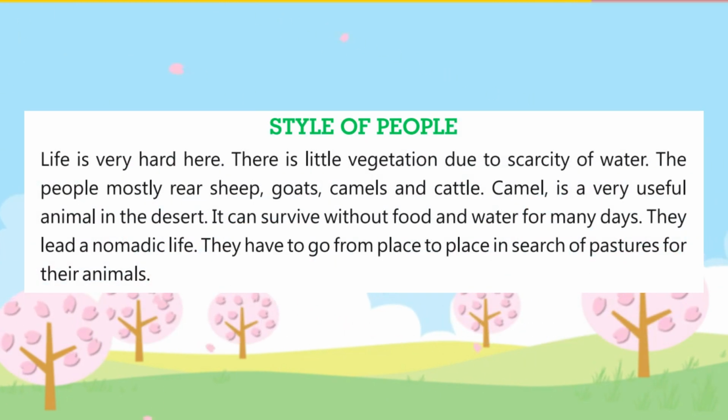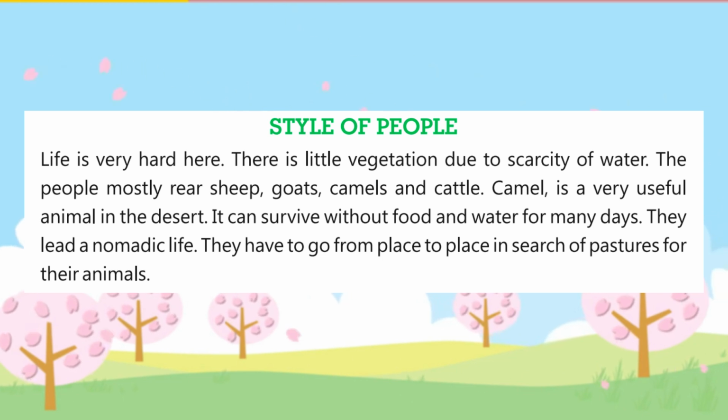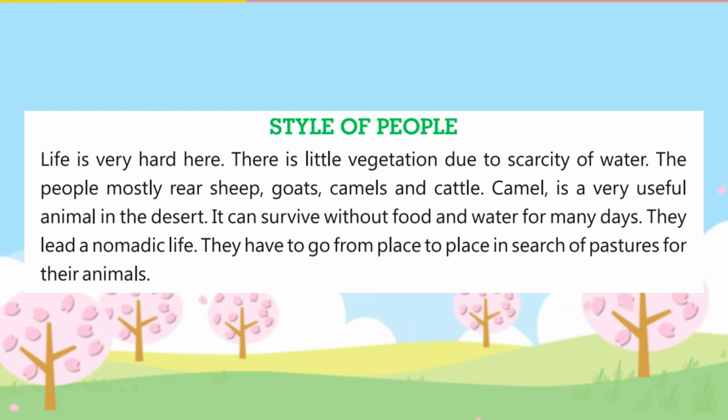Style of people. Life is very hard here. There is little vegetation due to scarcity of water. The people mostly rear sheep, goats, camels and cattle. Camel is a very useful animal in the desert. It can survive without food and water for many days. They lead a nomadic life. They have to go from place to place in search of pastures for their animals.